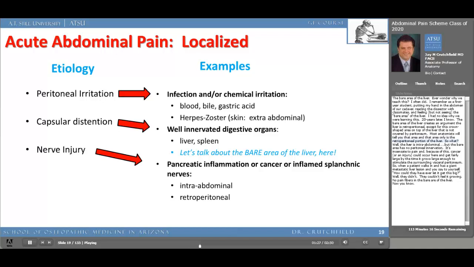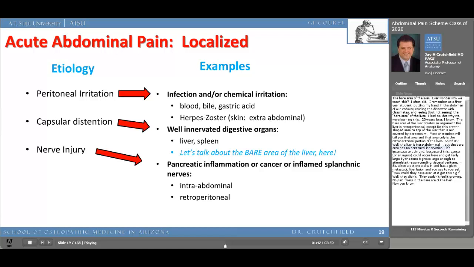I remember as a first-year student putting my hand in the abdomen of a cadaver while my classmates read the dissector and feeling around but not seeing the bare area of the liver. I had no idea why we were learning this. 20 years later, now I know.